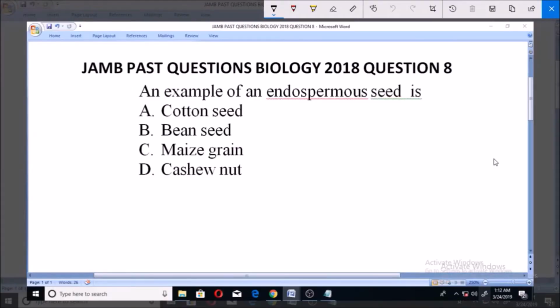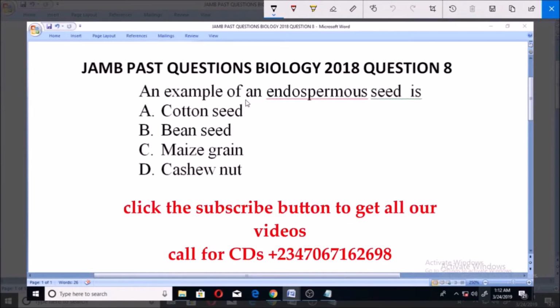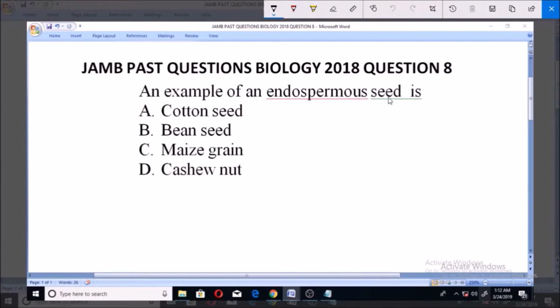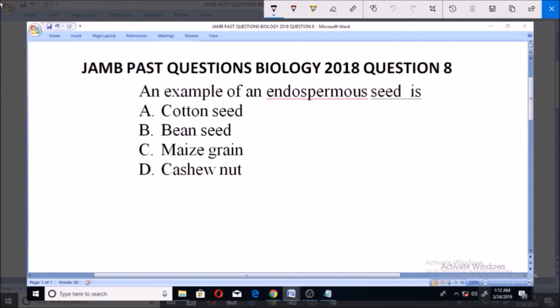Let's look at question number 8 for JAMB Past Questions Biology 2018. An example of an endospermous seed is: A. Cotton seed, B. Bean seed, C. Maize grain, D. Cashew nuts. Now, for us to be able to answer this correctly, we need to know what endospermous seeds are.